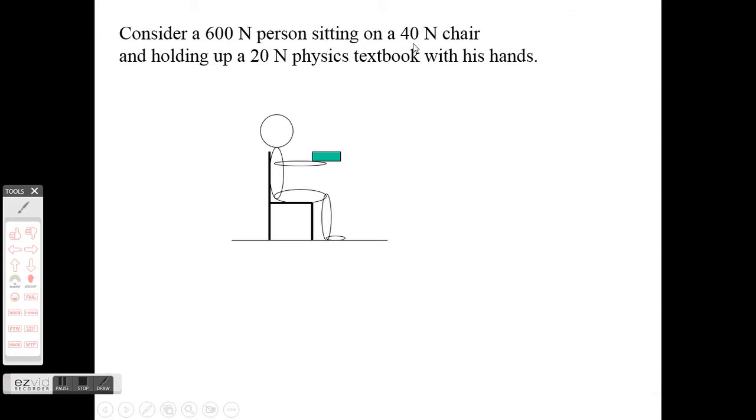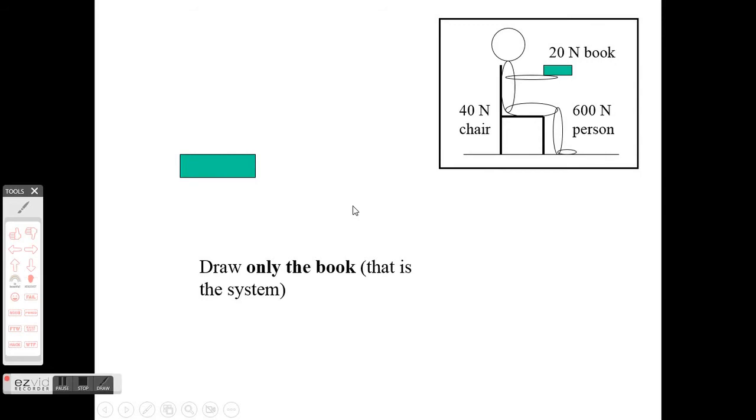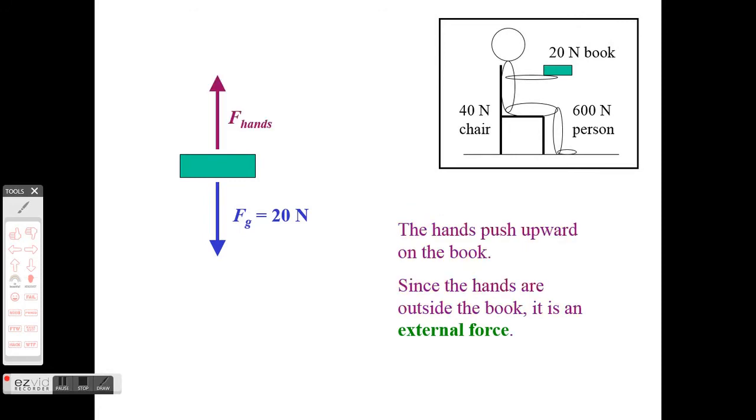Force diagram of the book. We don't draw the whole thing. This is just our outline. We draw only the book. That is our system. Earth pulls down on it. Earth is obviously outside of it, so that's external. Hands are pushing up. And assuming that it's not moving, the force that the hands are using to push up is exactly equal but opposite to the Earth pulling down.